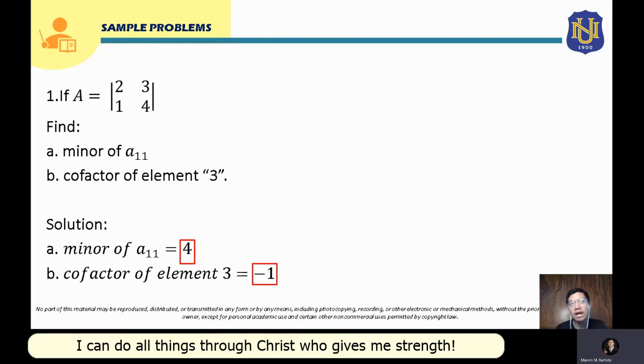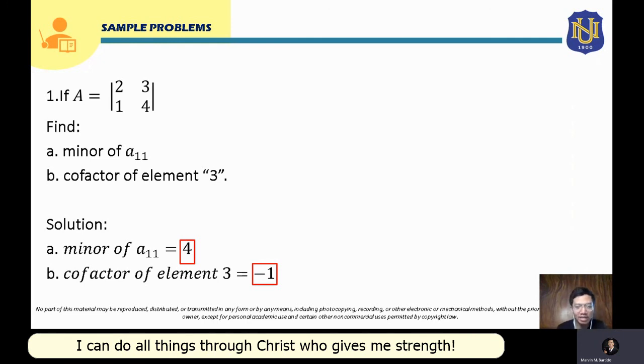So we can also use negative 1 raised to m plus n. In this case, this element is located in the first row and second column. So that will be negative 1 raised to 1 plus 2. So that will be negative 1 raised to 3. So negative 1 raised to 3 is actually equal to negative 1.